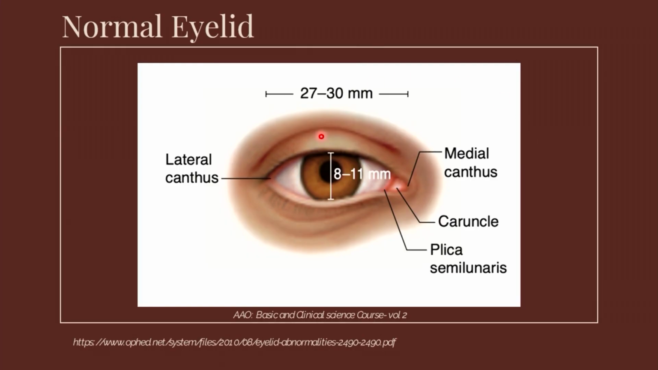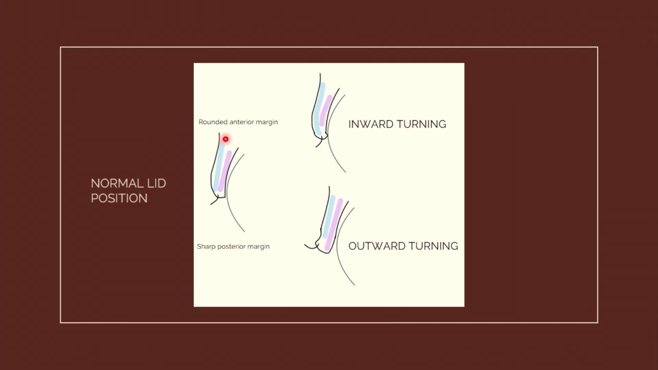Moving on to the normal eyelid, this is the position of the normal eyelid. As you can see, the upper lid covers the superior 1 to 2 millimeters of the cornea, while the inferior lid rests at the inferior limbus. In the normal lid position, we have a rounded anterior margin while you have a sharp posterior margin that lies in close approximation to the ocular surface. It can either undergo inward turning or outward turning.